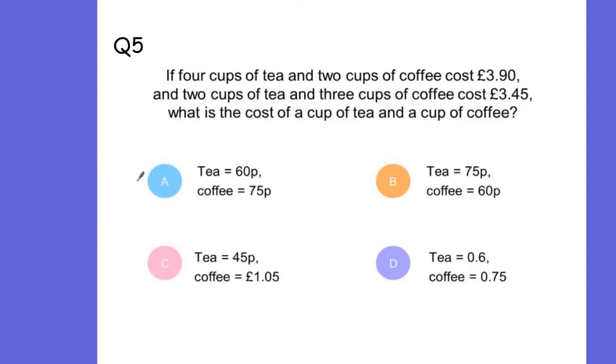And finally, question number 5. If 4 cups of tea and 2 cups of coffee cost £3.90 and 2 cups of tea and 3 cups of coffee cost £3.45, what is the cost of a cup of tea and a cup of coffee? Set that up as 2 simultaneous equations and solve them for me.